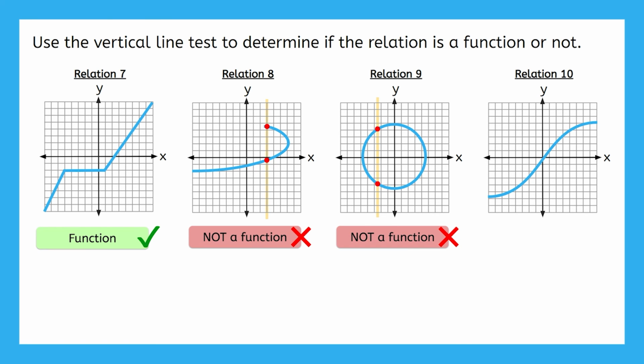And finally, relation 10, what did you find? Well, when I did my vertical line test scanning across my graph, I didn't find any part where there was more than one output for an input. So this relation, relation 10, is a function. Great work.